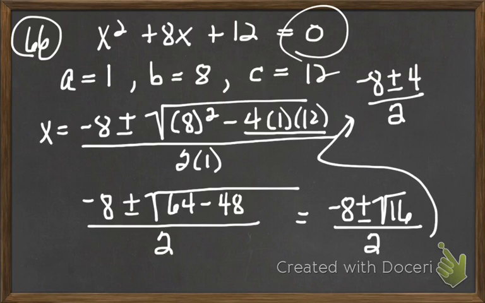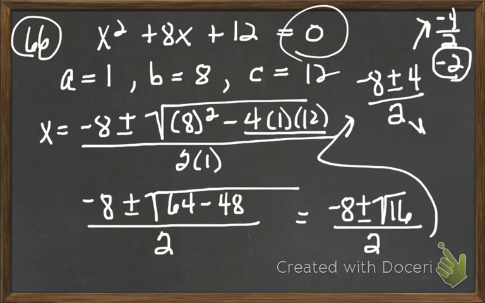Then you're going to ask yourself, do I leave my answer like that, or can I add and subtract the negative 8 and the 4? You can add and subtract them. They're like terms. So you'll end up with 2 separate answers. You're going to do negative 8 plus 4 for one answer. So negative 8 plus 4 is negative 4 divided by 2. And that's going to give you negative 2.